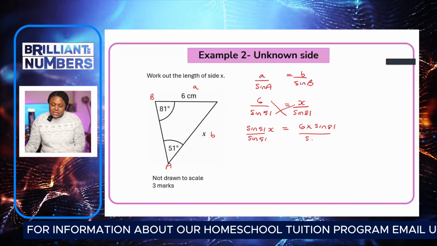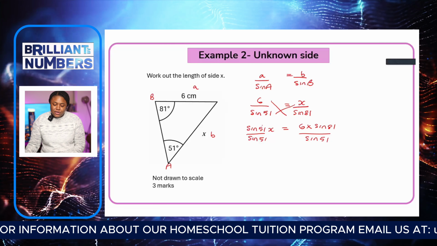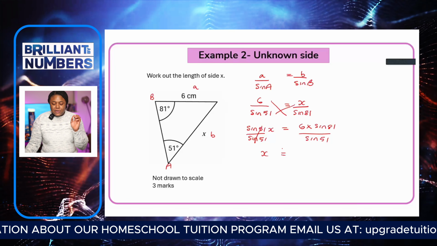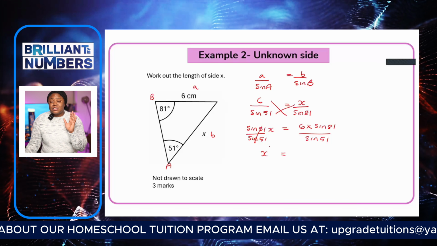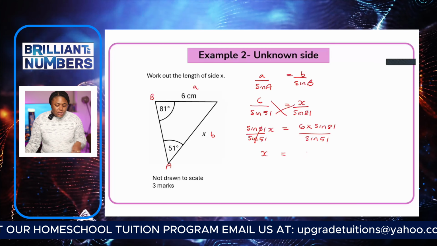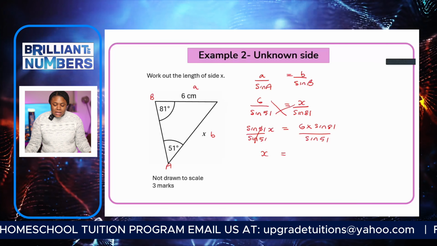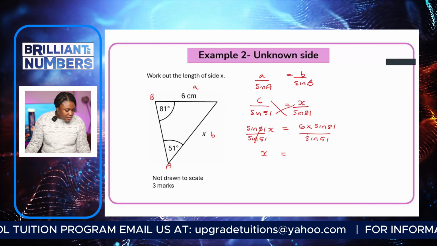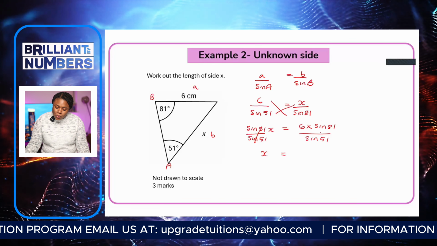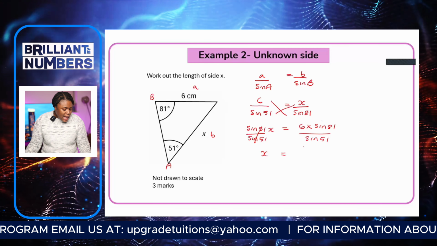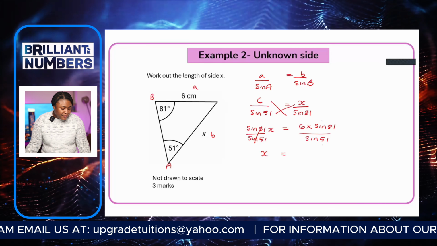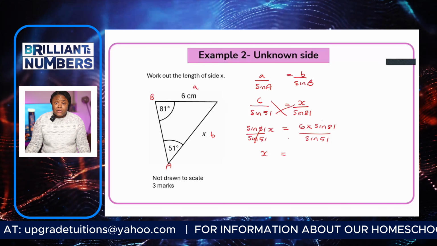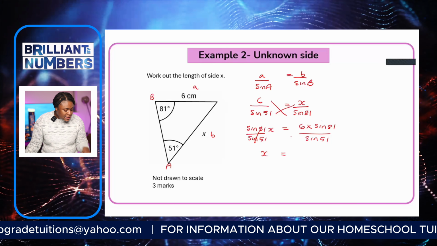So dividing both sides by sine 51, you notice that all we need to do is put in our value, because these two will cancel out, leaving us with just x. So we're just going to put in our calculator what we've got here. You can use your fraction button, put 6 times by sine 81 on the numerator, and divide by sine 51 in the denominator. And again, we're going to give our answer this time to 2 decimal places.